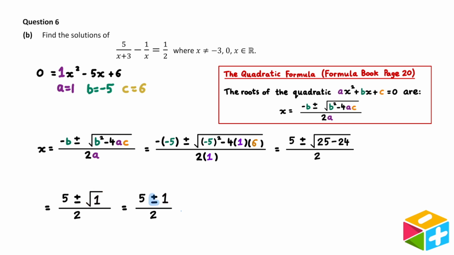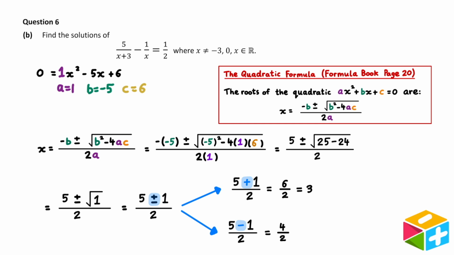To deal with the plus minus sign, we split into two cases. In the first, we replace this symbol with a plus, and in the second, we replace it with a minus. To get our solutions to the question, we just have to calculate each of these expressions. 5 plus 1 is 6, so in the first case, we get 6 over 2, which is 3. 5 minus 1 is 4, so in the second case, we get 4 over 2, which is 2. So as our final answer, we've ended up with two solutions to the equation, x equals 3 and x equals 2.